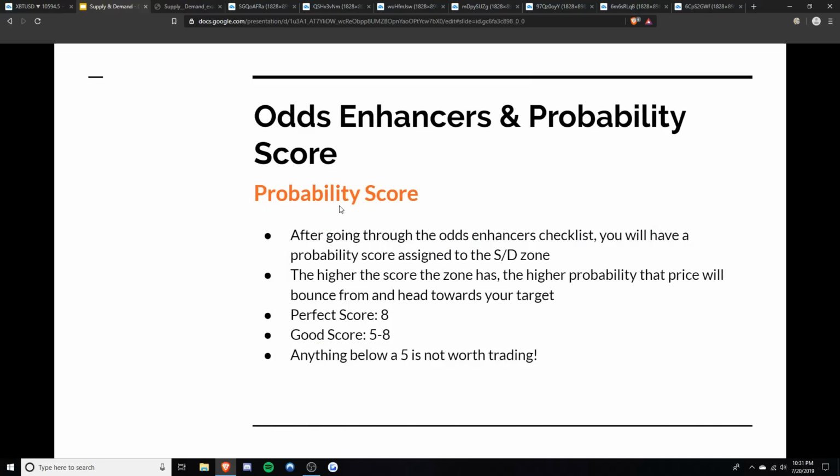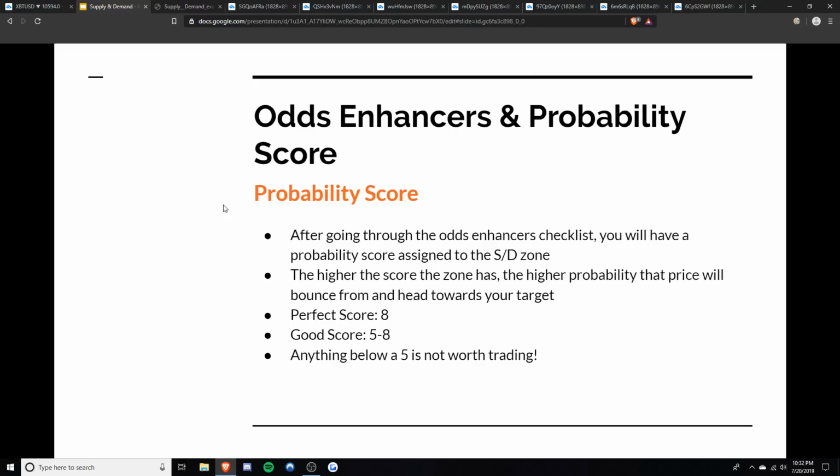Let's go ahead and get into the probability score. After going through the odds enhancers checklist, you want to do that every single time you go to mark out a supply or demand zone. After a while, it will basically become a subconscious thing. That's how it is for me nowadays. I don't really go through that list anymore because I have it all memorized in my head. The instant I see it, I know, and I don't even have to mention it.